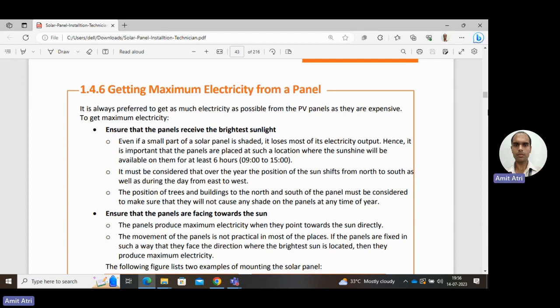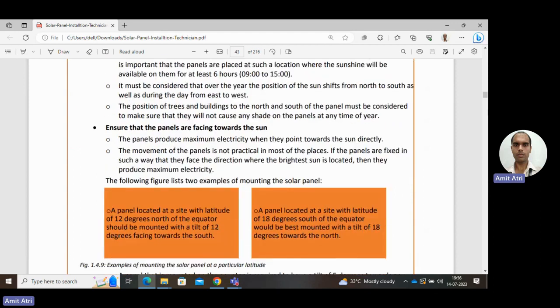Next, to get maximum efficiency, we have to ensure that the panels are facing towards the sun. A solar tracker is even available that senses the movement of the sun and changes the face of the solar panel so that it is always facing the sun. Only then will it produce maximum efficiency.